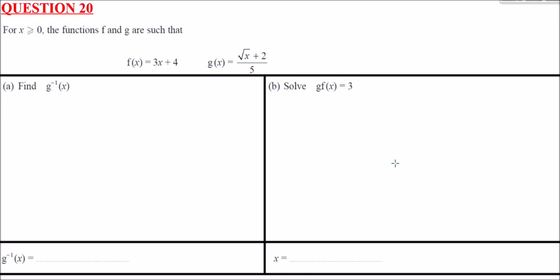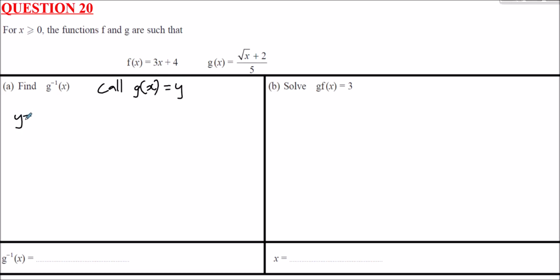Question 20. For x being bigger than or equal to 0, we have functions f and g such that f of x is 3x plus 4 and g of x is root x plus 2 all over 5. So first we're asked to solve g minus 1 of x. So my suggestion here is I'm going to say let g of x call that y. Just makes it easier later on. So call g of x y. So then we can write what g of x is and then rearrange it to make x the subject.